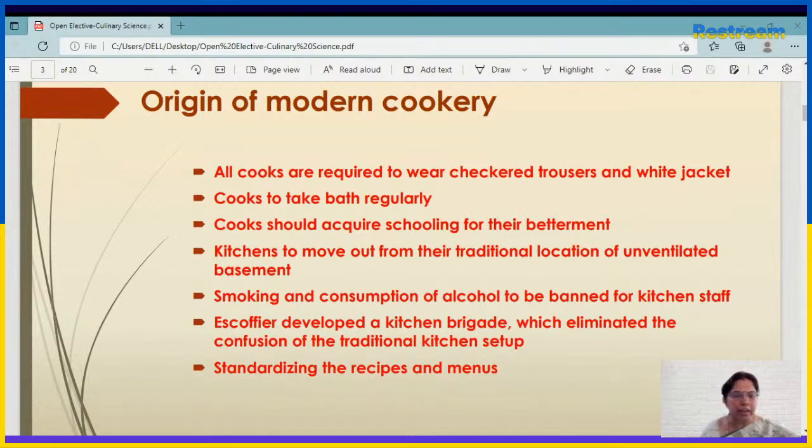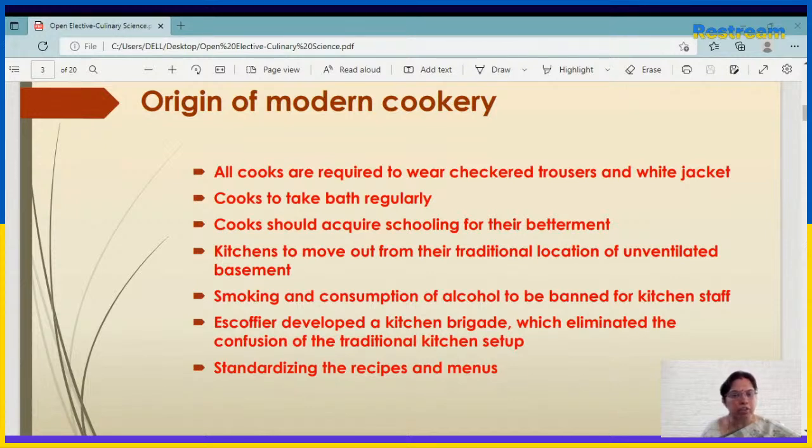Okay, in that it says all cooks are required to wear checkered trousers and white jackets. Then cooks are to bathe regularly. That means because they are handling the food, they need to take a bath regularly.